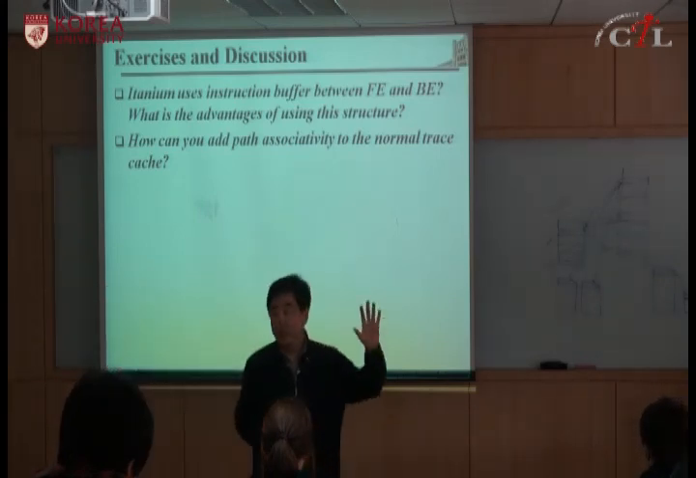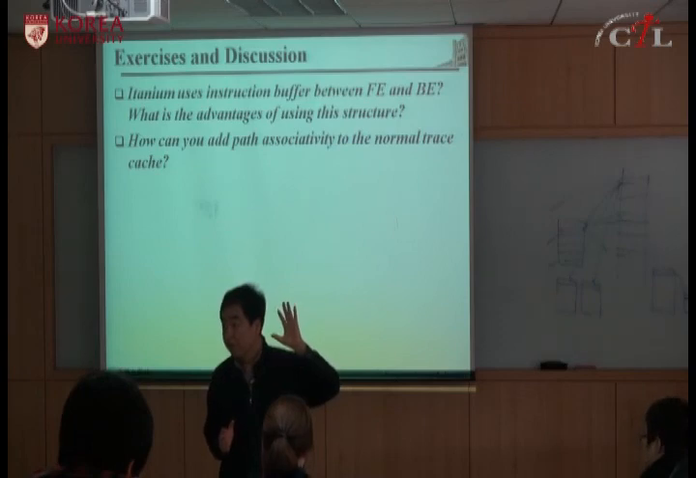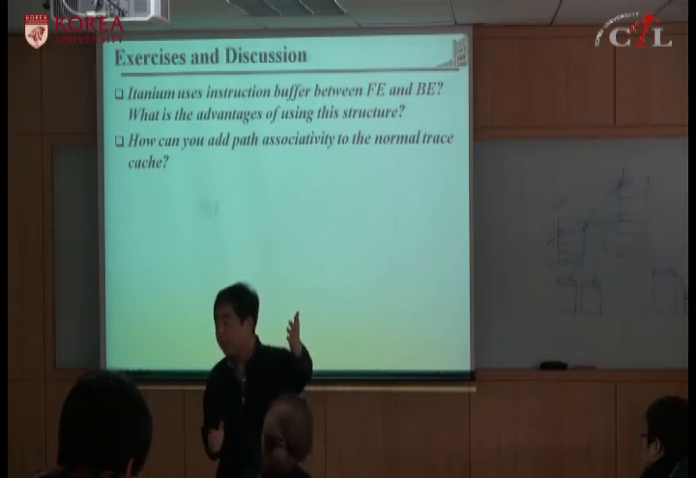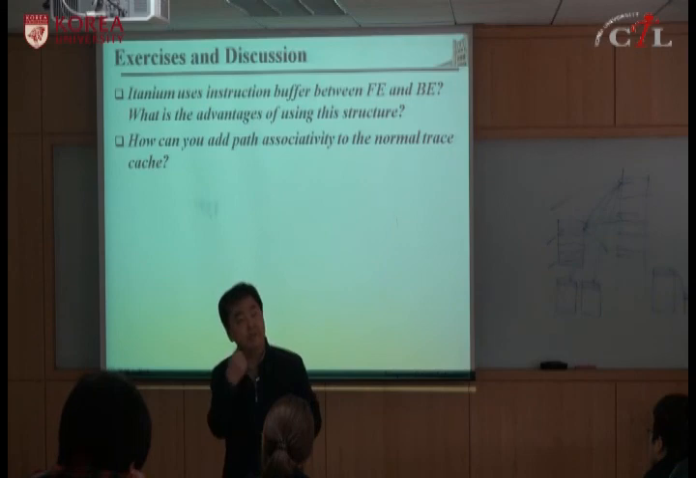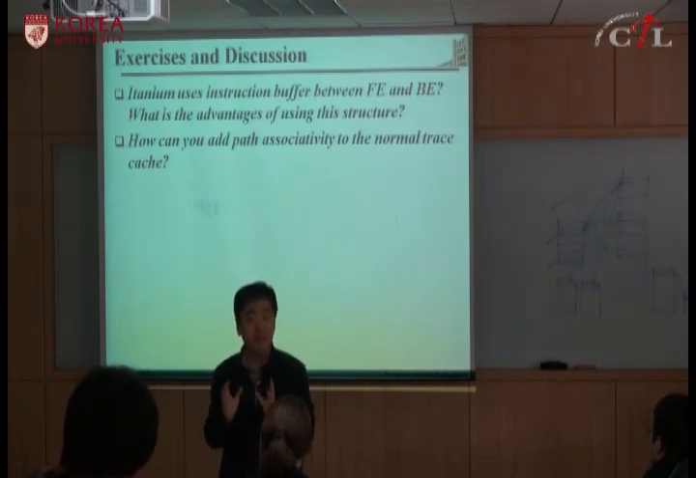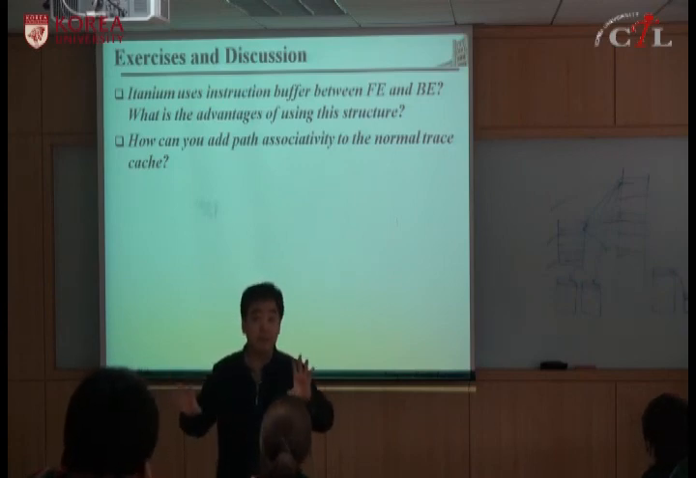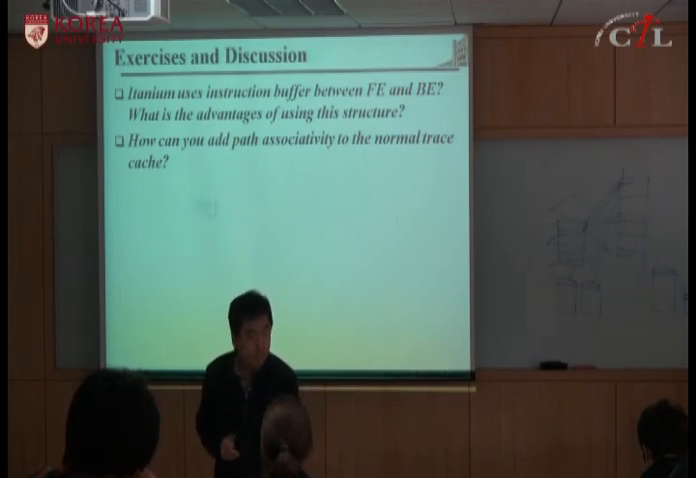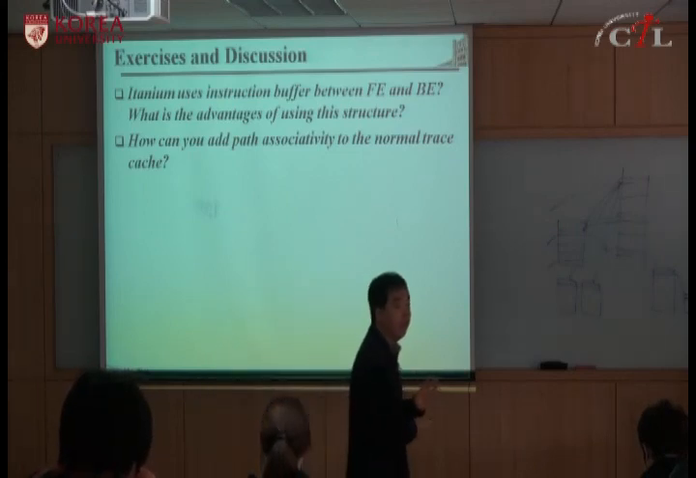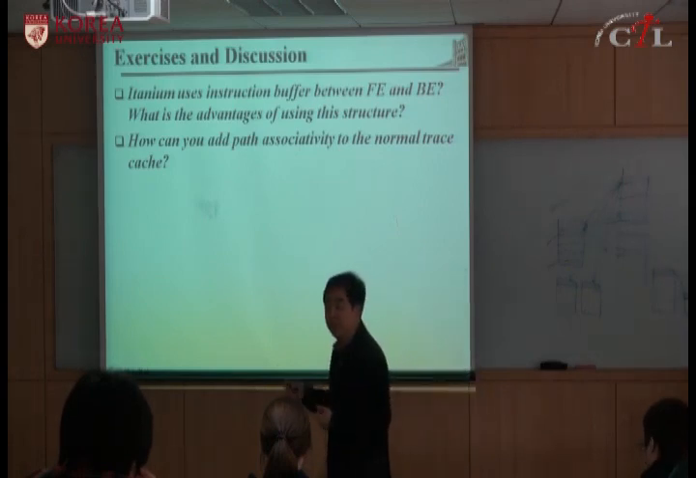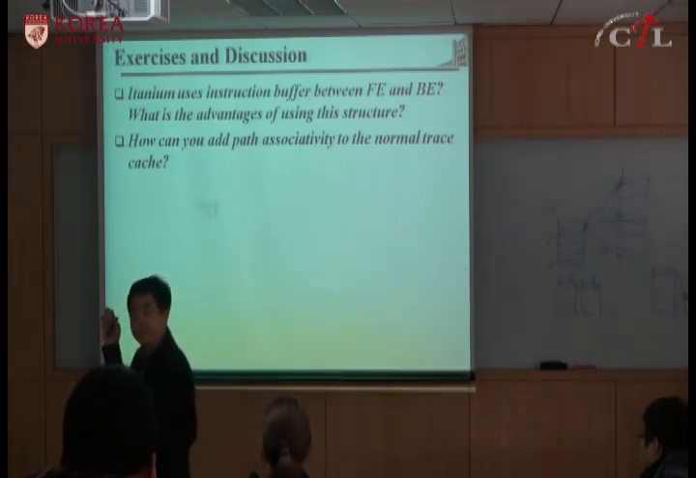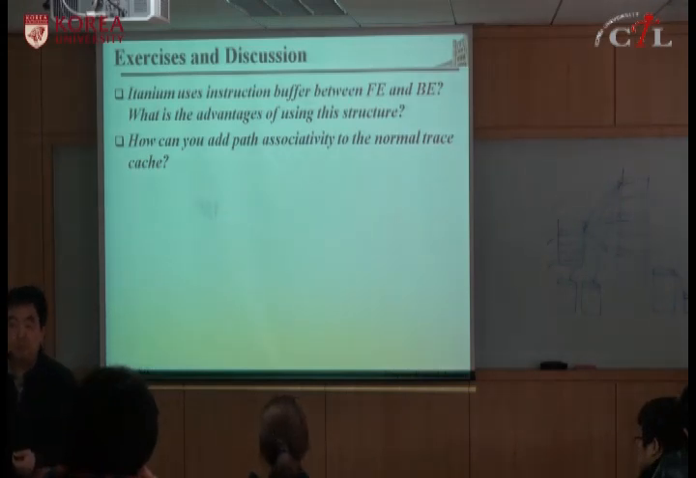Sometimes even the front end cannot go on, but it has supplied instructions before and they're in the instruction buffer. So you can still consume instructions from the buffer. So it provides some kind of buffering between front end and back end, and front end and back end can work independently. So you can decouple. Okay? That's the idea of this instruction buffer between front end and back end. And in Itanium processor, with this buffer, they actually increased the performance of Itanium by about 8% by decoupling front end from the back end.